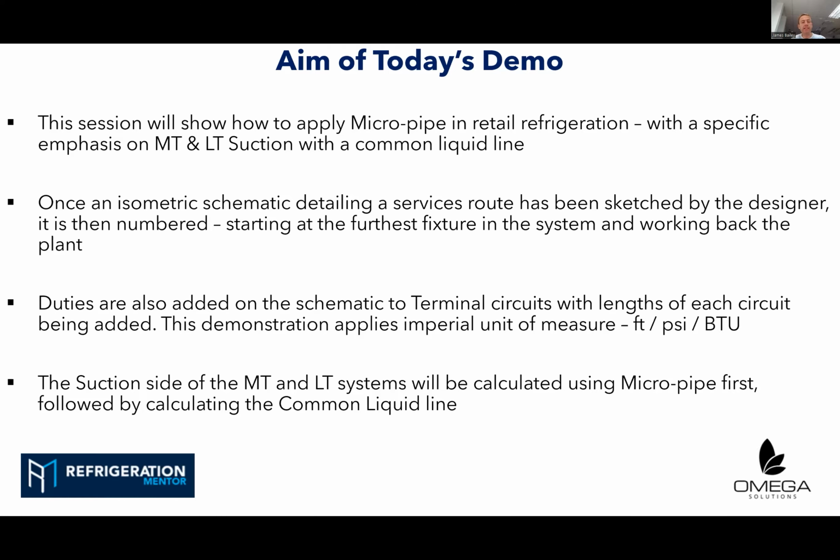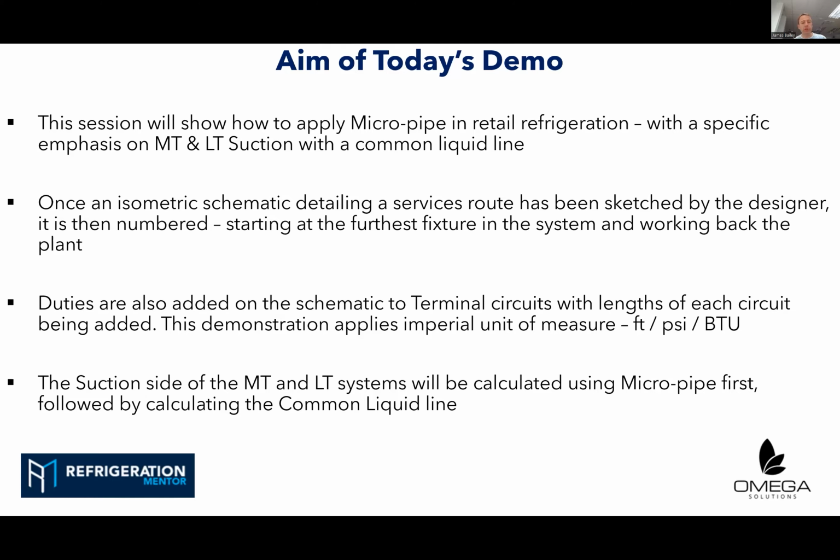Once a sketch or isometric schematic has been detailed, so to use the software, you'd have to sketch out your pipework. You need to add data to there. You need to number it correspondingly, starting at the fixture furthest away. And then we have duties to the terminal circuit, so we know what we're actually inputting for those circuits. And then we have the lengths of pipe.